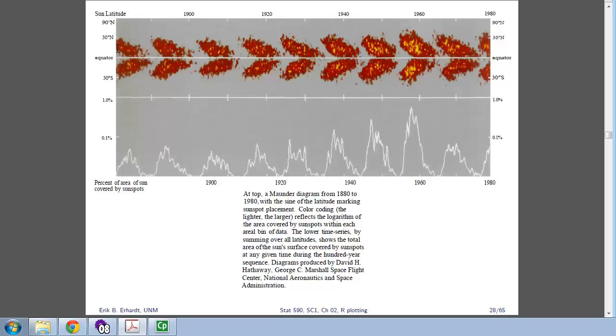And one thing we see is that the sunspots have these cycles, and they tend to start at around, say, 30 degrees north or south, and over time they trickle toward the equator before another sunspot cycle.